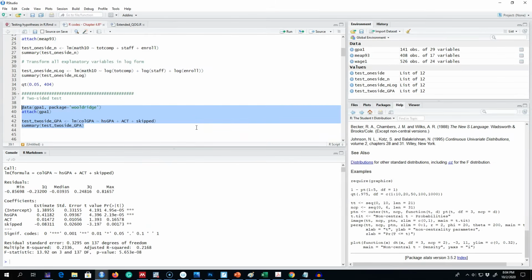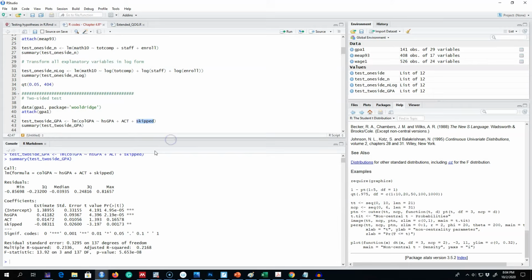In this example, I'm using the GPA1 dataset. Again, we are interested in knowing what determines the college GPA of a student based on their high school GPA, their ACT score, and the number of classes on average that a student missed per week. This is shown by the skipped variable. I'm going to regress this model and get these results.